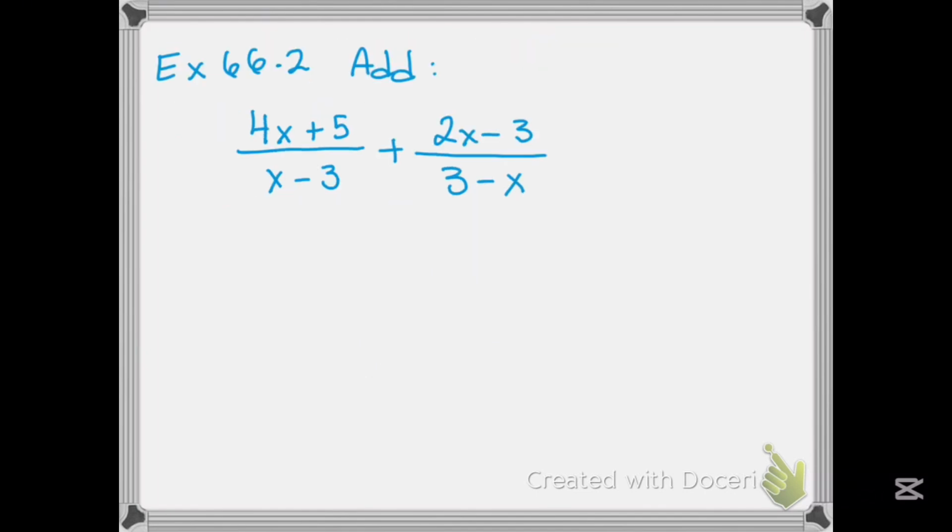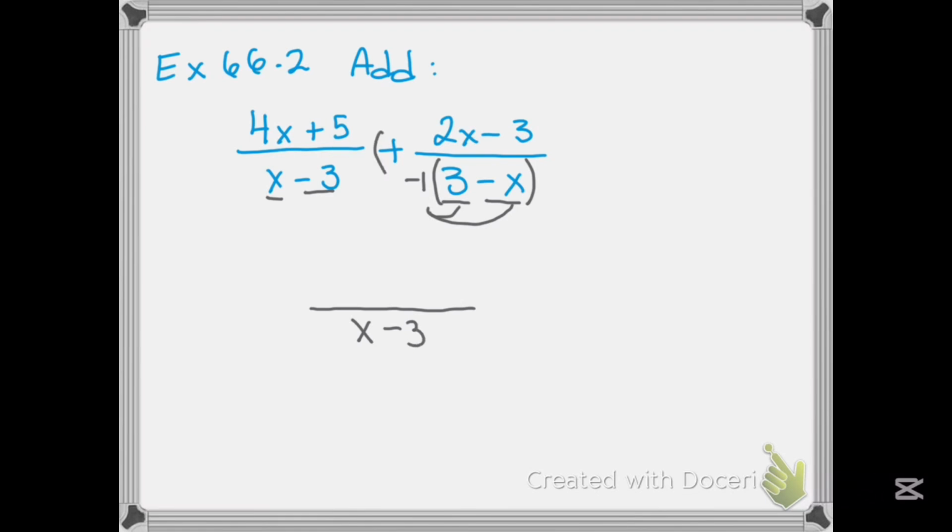In this one, we have the same. Notice how the x is positive in one, but is negative in the other one, and the 3 is negative in one, but is positive in the other one. So I'm going to change this one. Again, if I put a negative in front, it's going to change the signs of both of them. And now we have x minus 3 as our common factor.